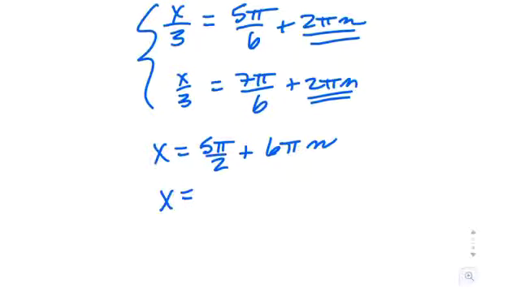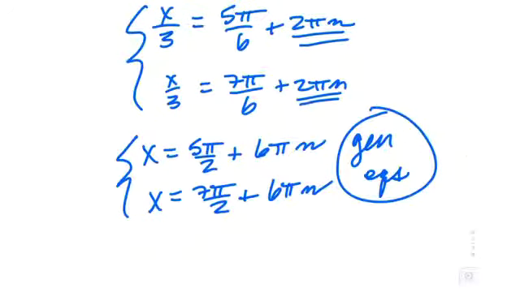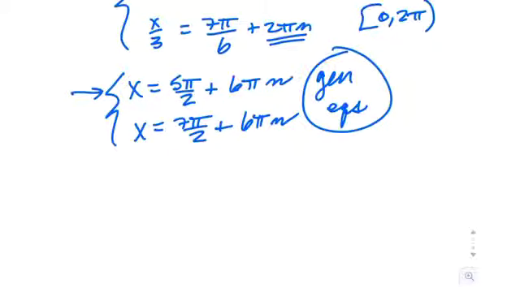And then you do the next one. 7 pi/6 times 3. Again, 3 and 6 divide out to give you 7 pi/2, plus 3 times 2, that's 6 pi n. And now you have your generating equations. And again, we want our solutions between 0 and 2 pi. So let's go up to the first one and start generating. When n is 0, we get 5 pi/2. Is 5 pi/2 between 0 and 2 pi? No, right? It's already bigger than 4 pi/2. So that's the smallest angle.